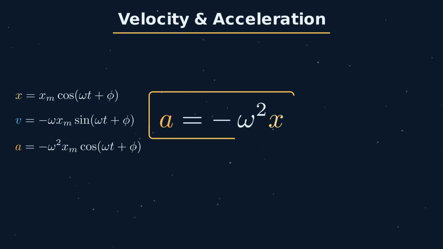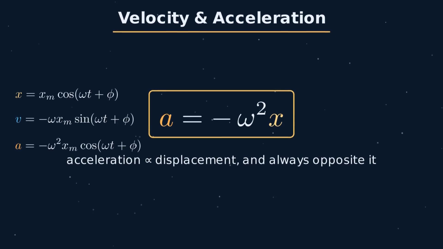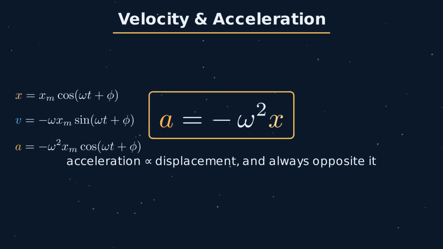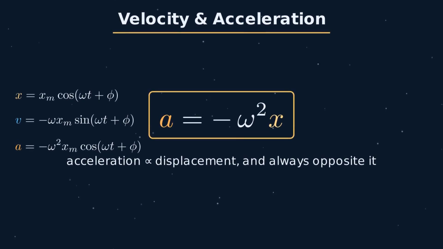Compare the top and bottom curves and something jumps out. Acceleration is always the negative of omega squared times the displacement. This single relation is the true definition of simple harmonic motion.